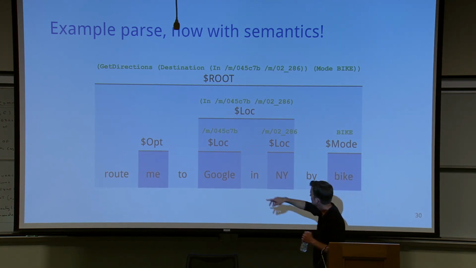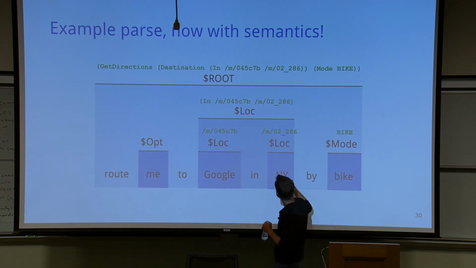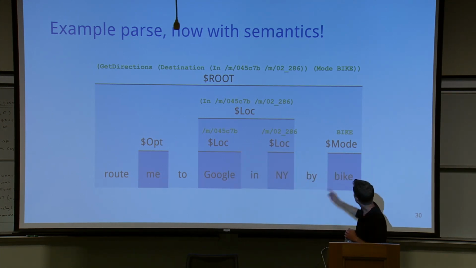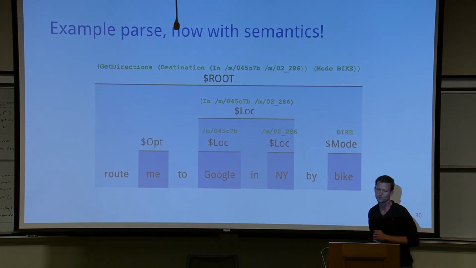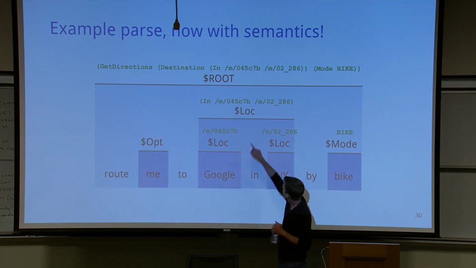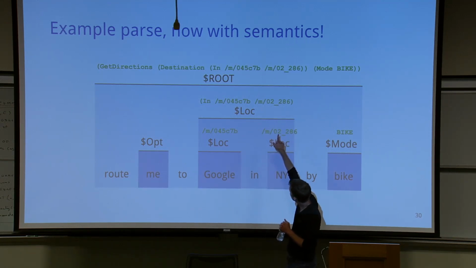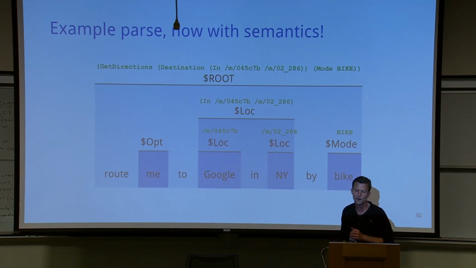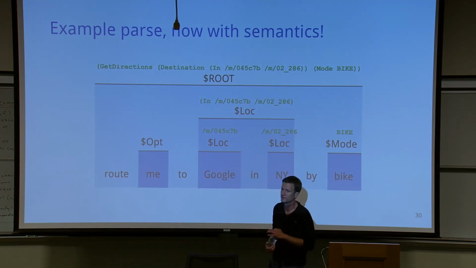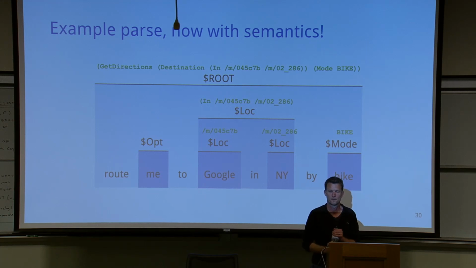So first we construct the semantics for Google and for New York as freebase IDs, and for bike as an enum value. Then we combine these two to get the semantics for the compound location up there. And finally, we combine everything to get the semantics for the get directions request at the top.